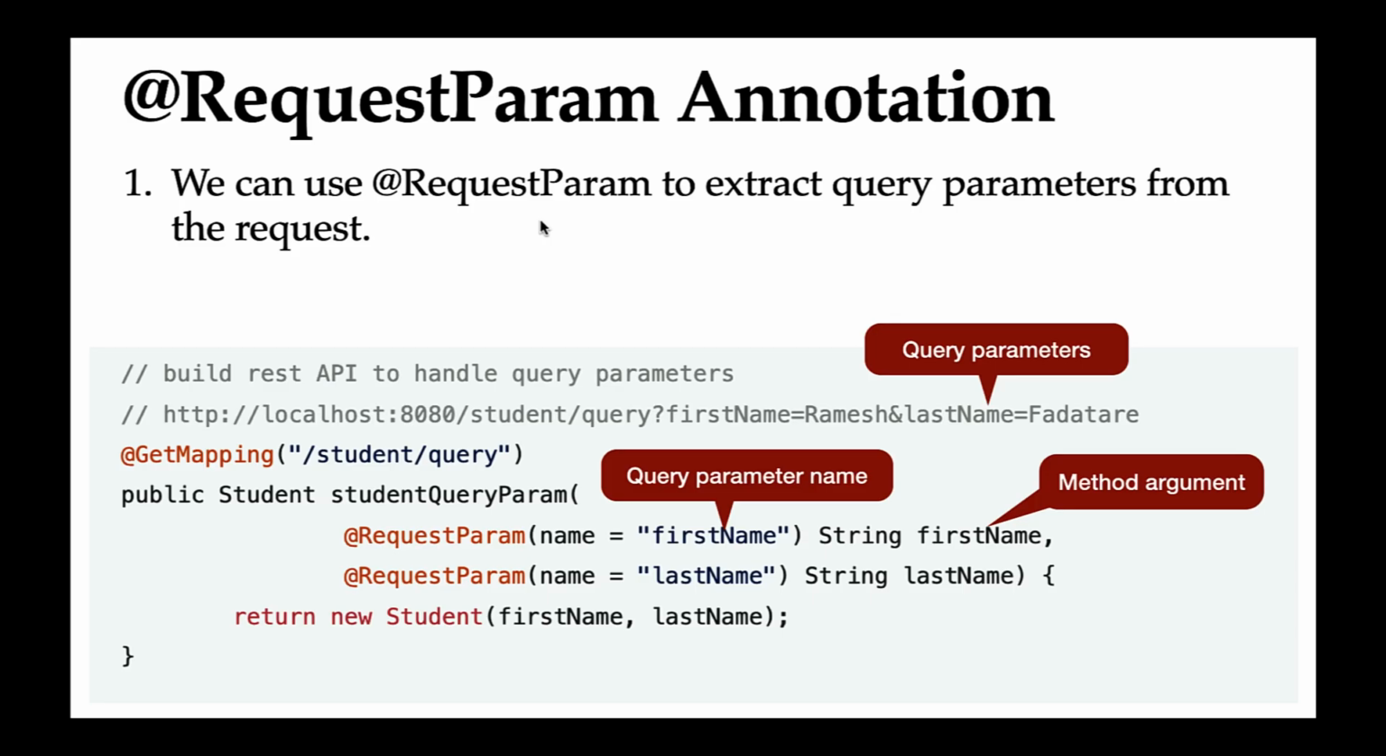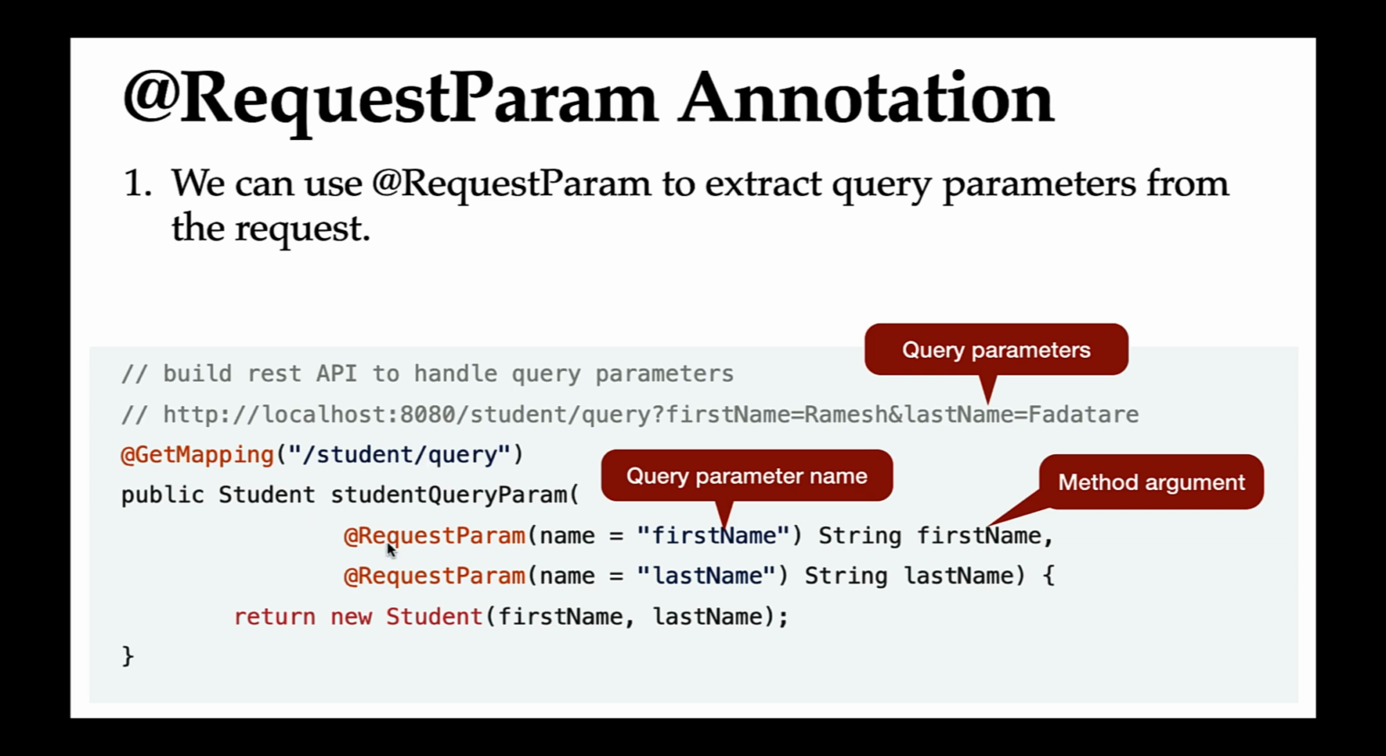Hi everyone, welcome back. In this lecture, let us take a look into @RequestParam annotation. Well, we use @RequestParam annotation to extract query parameters from the request. Well, sometimes a client may send a request URL something like this, localhost:8080/student/query, and then followed by the query parameters. So you can see here key value pairs, firstName Ramesh, lastName Fadatare. So this is basically called query parameters in the URL.